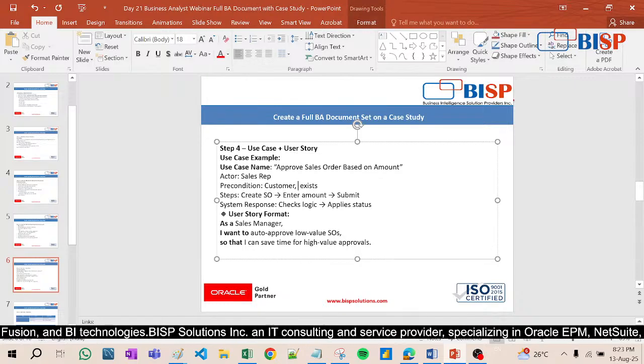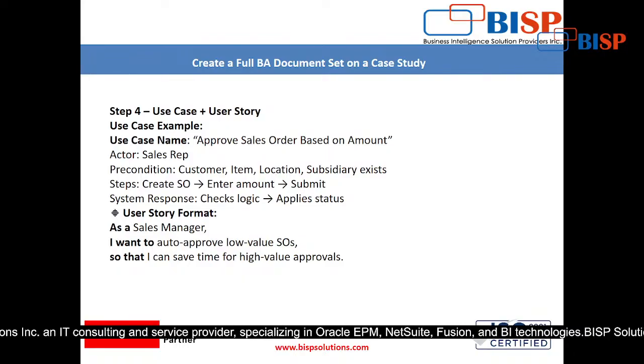Customer, item, location, subsidiary, right? These things should exist, then only, these are the preconditions. Then steps. Now create SO, that means create sales order, enter amount. Okay, fine, submit. Now system response: check logic, apply status. That means this is the use case that we have to approve a sales order based on amount. So what will the system do? System response should be like this.